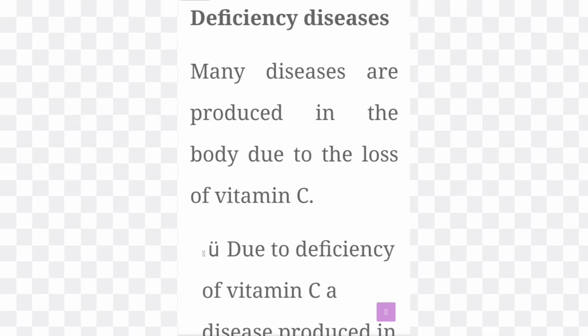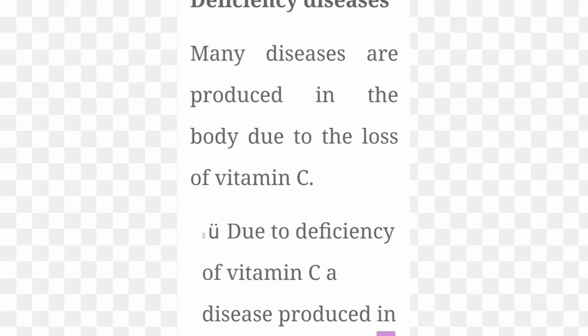Today I have brought for you another important topic: deficiency diseases of vitamin C. Many diseases are produced in the body due to a loss of vitamin C.